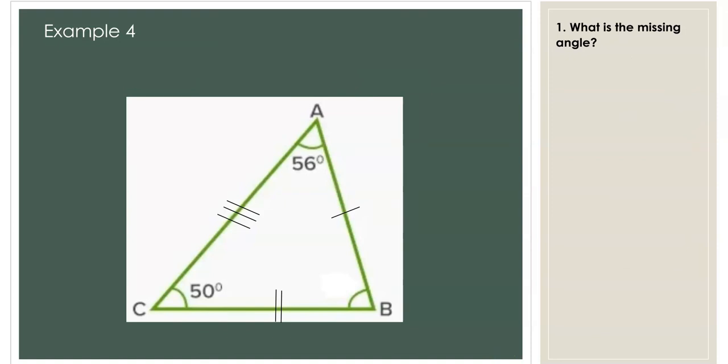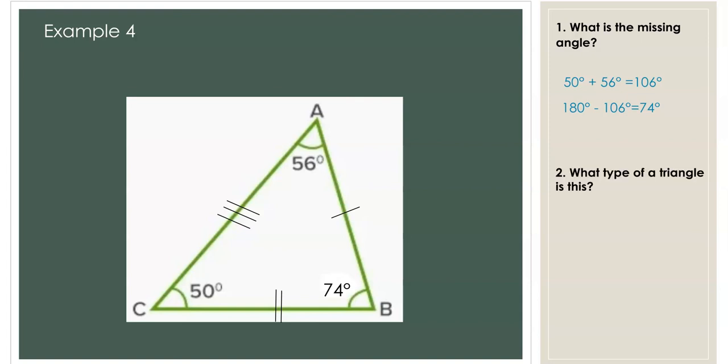Example 4. What is the missing angle? So we notice that the angle C right here is given as 50 degrees. We notice angle A is 56 degrees. So what is angle B right here? We're going to go ahead and take our 50 degrees, add it to 56 degrees, giving us 106 degrees. We're going to take 106, subtract it from 180, giving us 74 degrees. So angle B is equal to 74 degrees.